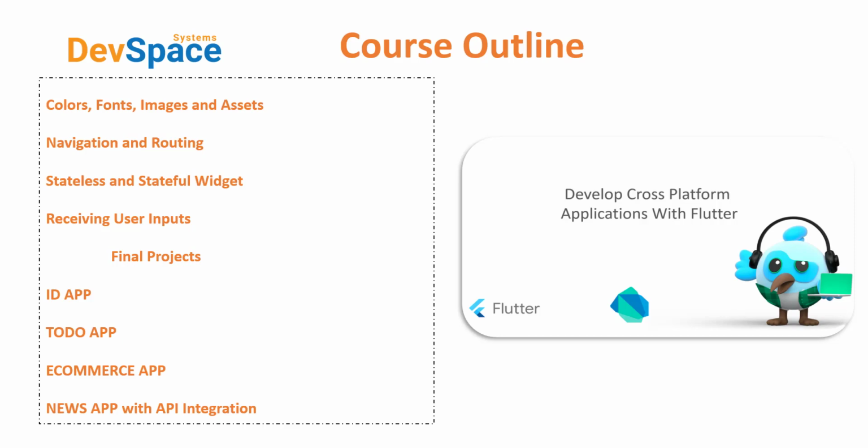So at the end of this all, we'll be building 4 apps. One will be a simple ID app. It will be a stateless widget. You basically just display a card image with some data on it, and then we move on a little advanced to build a to-do app.